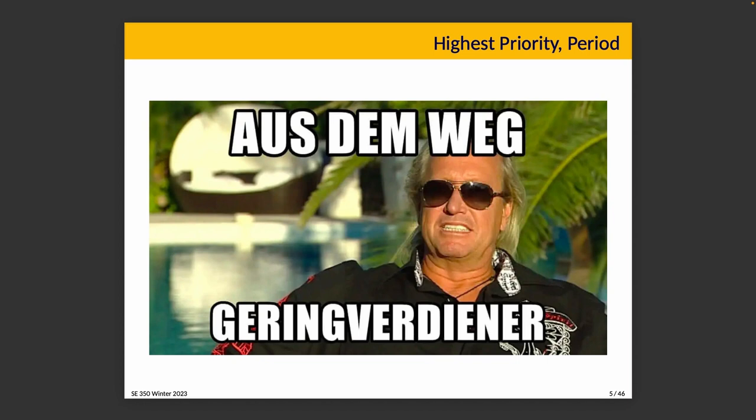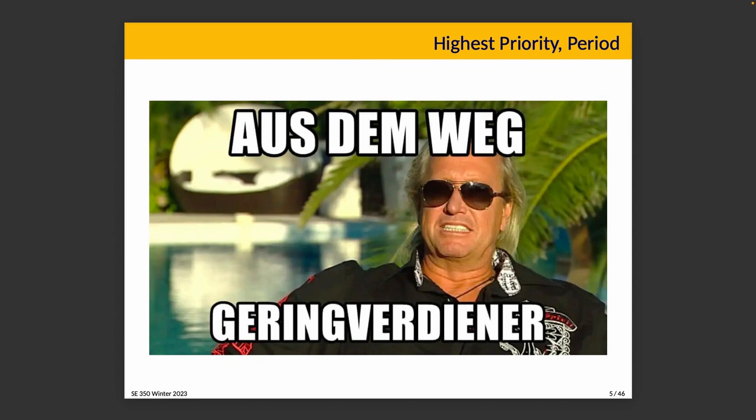The one that I call highest priority, period, or in German, aus dem Weg, Geringverdiener. Okay, that's not literally what it means in German. It means, you know, out of the way. Gering is like limited, and Verdiener is earner. So it's basically like a rich jerk saying, out of my way, poor person.